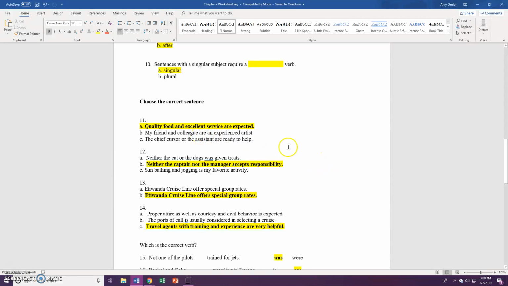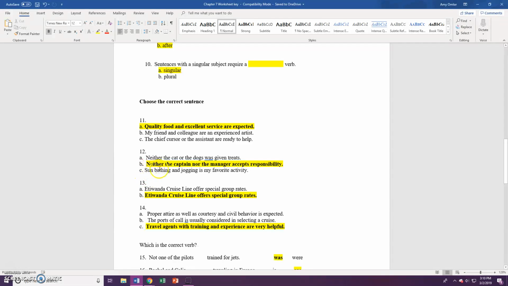The chief cursor or the assistant are ready to help. Well, we have an or, the assistant. So what is after the or? Assistant. Okay, so we have 2 subjects, therefore it requires a plural verb. Neither the cat nor the dogs was given treats. Well, we can't have that one because after the neither or comes after the dogs. Okay, the dogs were given treats, so that's not right.